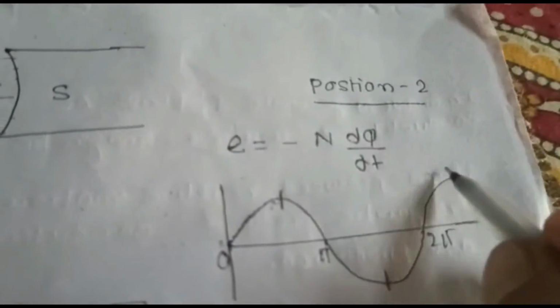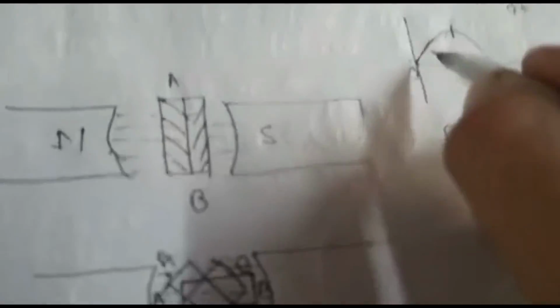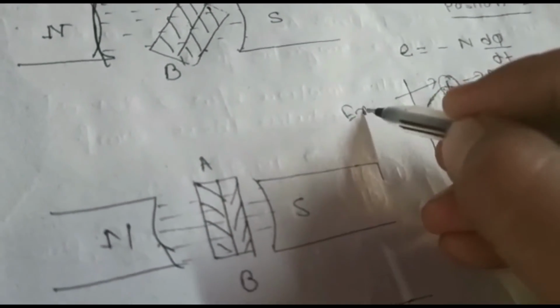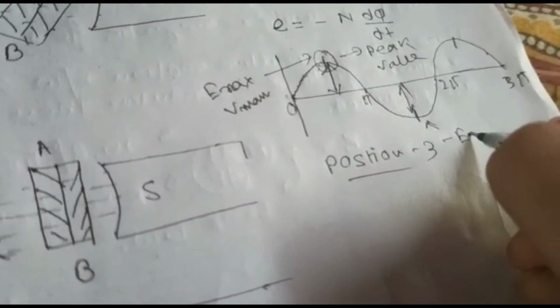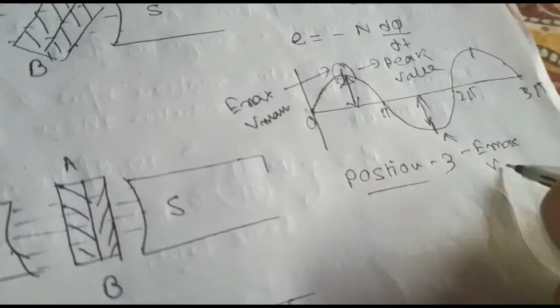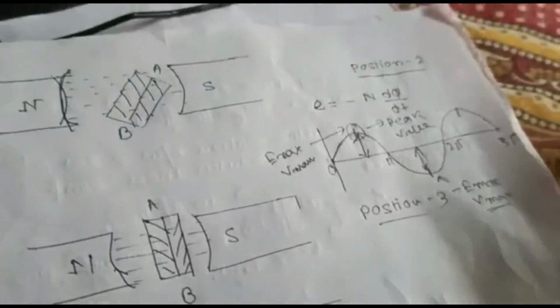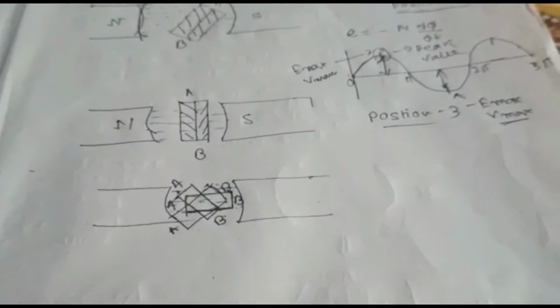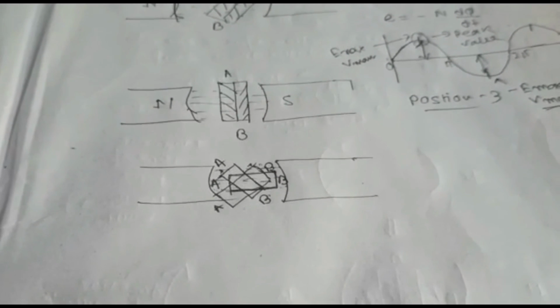Now here it reaches the maximum value, so this point is called the peak value. The maximum value is represented by E max or V max. It is minus E max because of the opposite direction, or minus V max. So this is the process of how to generate a single phase AC signal. Okay, thank you.